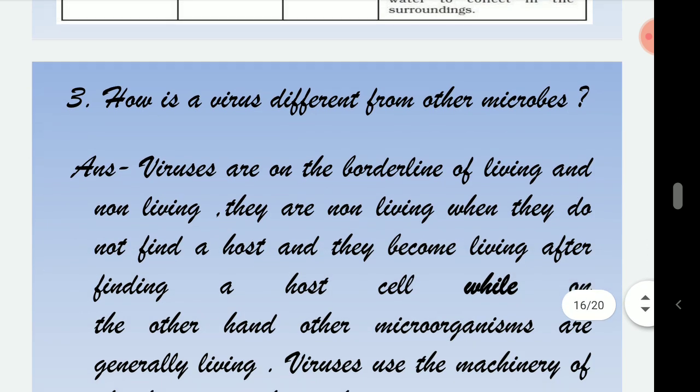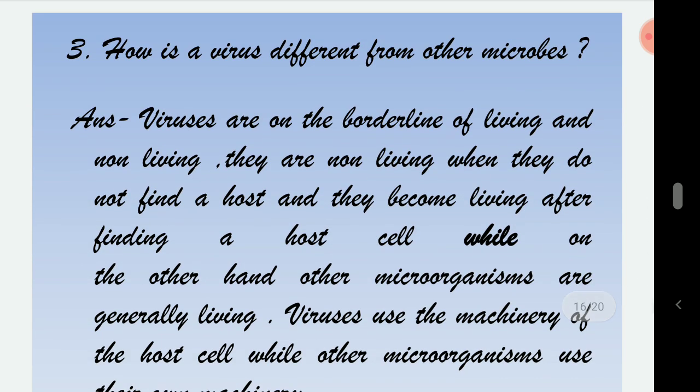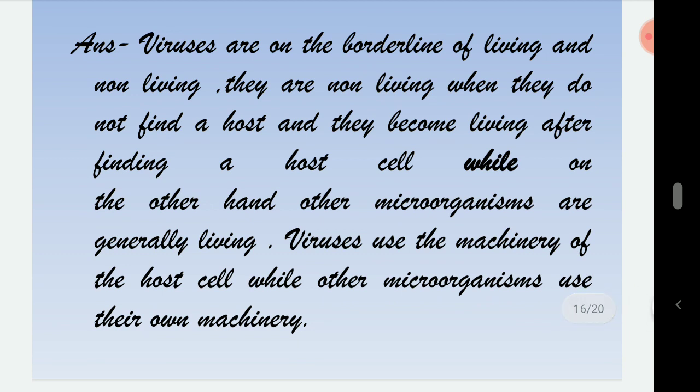My next question, number 3, is, how is a virus different from other microbes? The answer is, viruses are on the borderline of living and non-living. They are non-living when they do not find a host, and they become living after finding a host cell, while on the other hand, other microorganisms are generally living. Viruses use the machinery of the host cell, while other microorganisms use their own machinery.